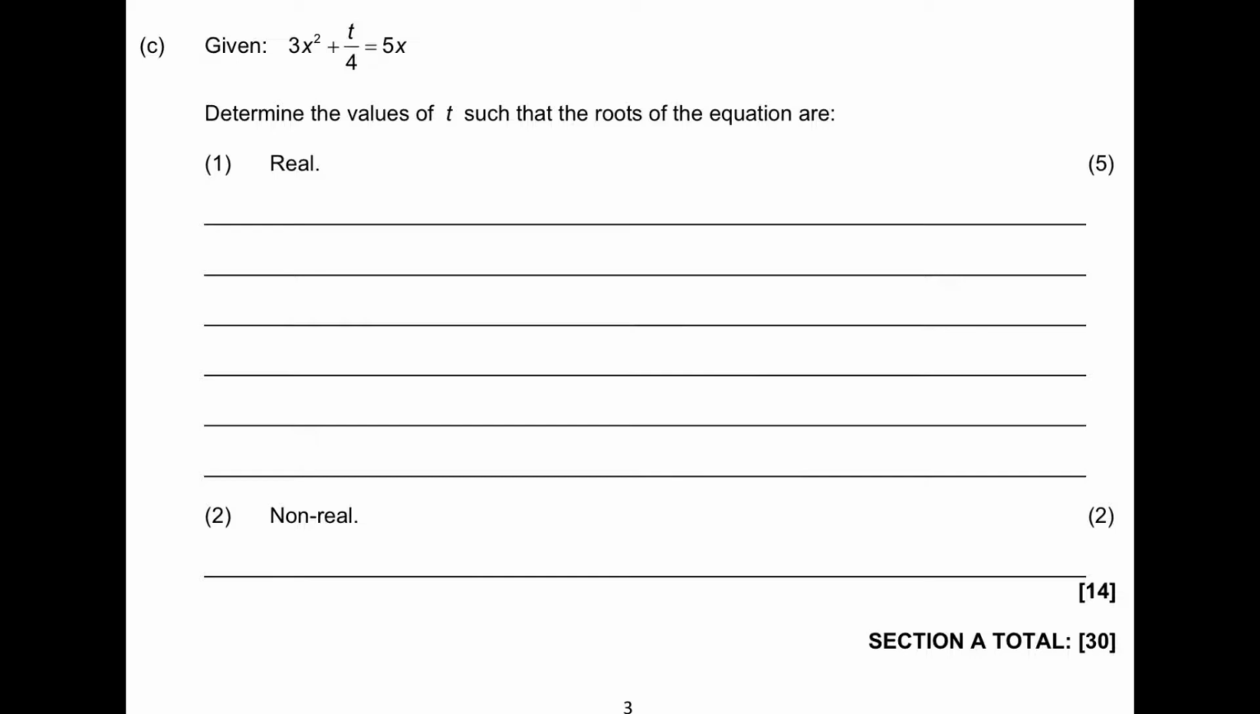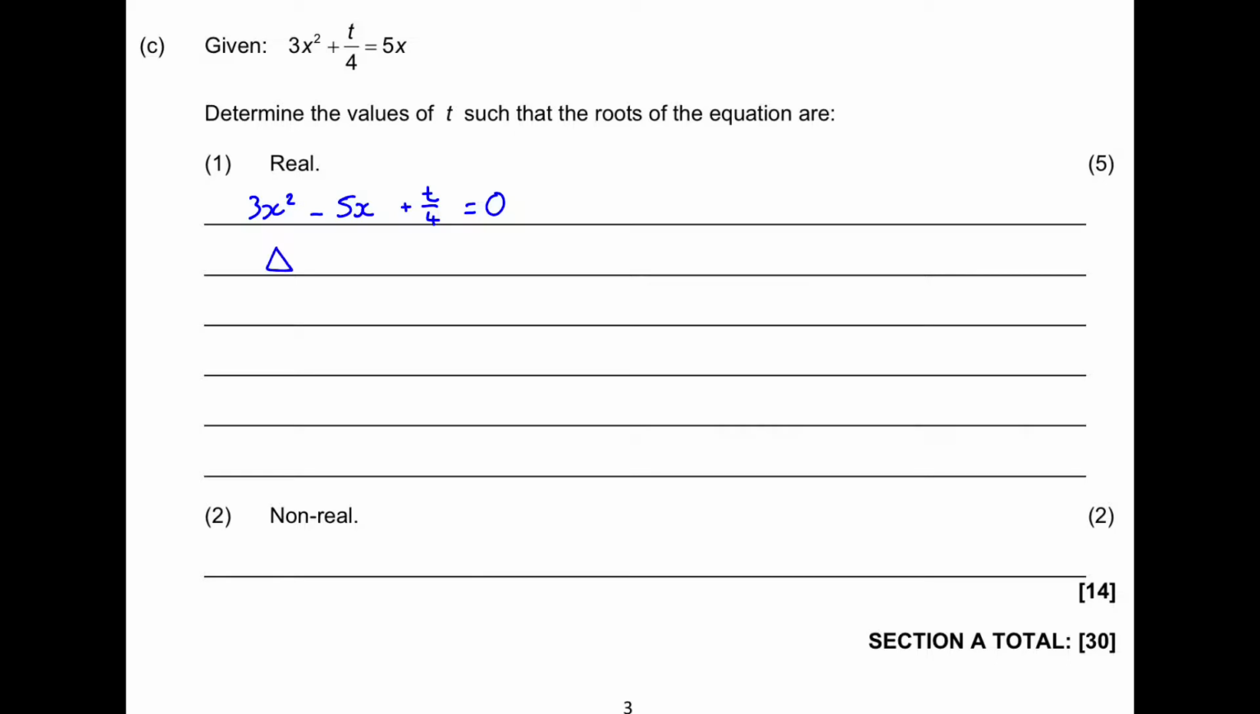So let's bring over everything to the left-hand side of the equation. 3x squared minus 5x. I'm putting the minus 5x first. Remember, ax squared plus bx plus c. And then our plus t over 4, which is the constant. Even though there's a t in it, it is a constant. Now we can equate to 0 and then substitute into delta.